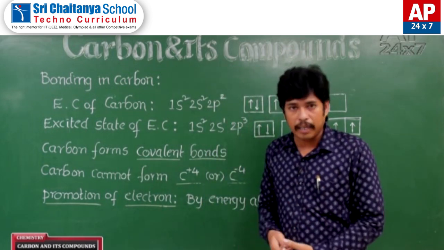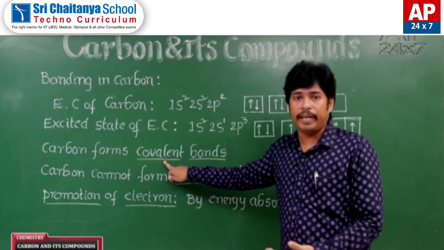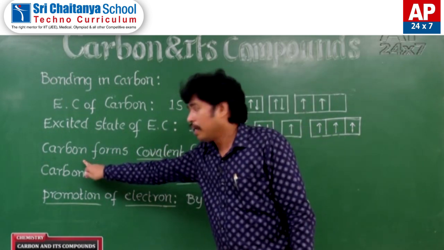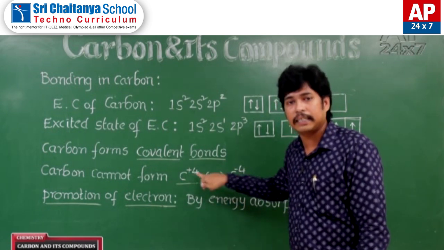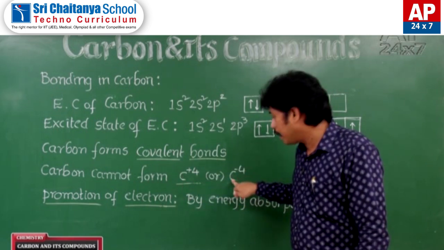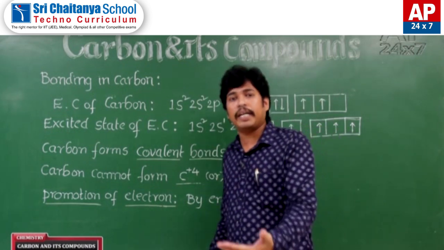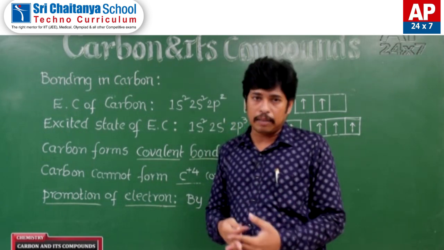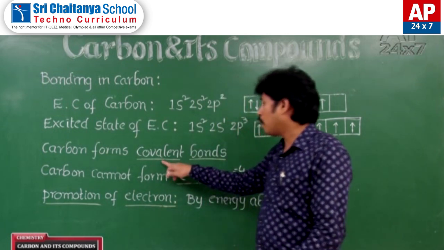So what type of bonding is observed in carbon? Let us move on to the nature of bonding formed by carbon. Finally, we can conclude carbon forms covalent bonds. Why? Because it cannot form either C+4 or C-4. Loss of electron or gain of electron is not possible for carbon, so it will always go for sharing of electrons with different elements. We know what type of bonding is observed whenever electrons are involved in the sharing process, that is nothing but covalent bond.